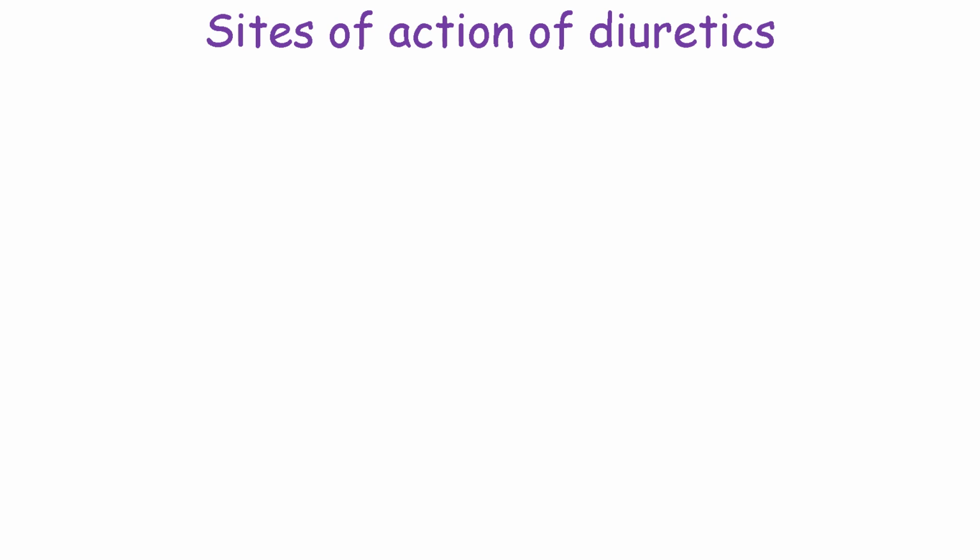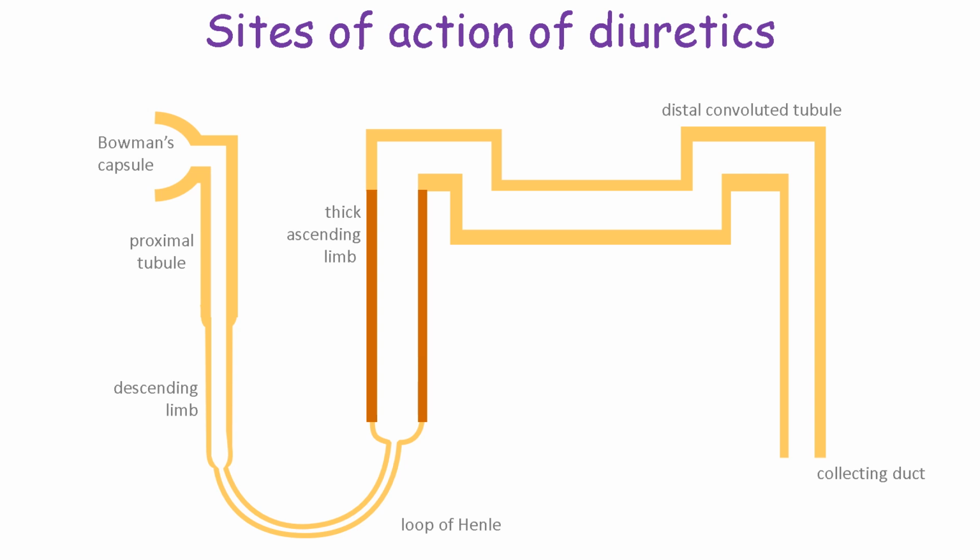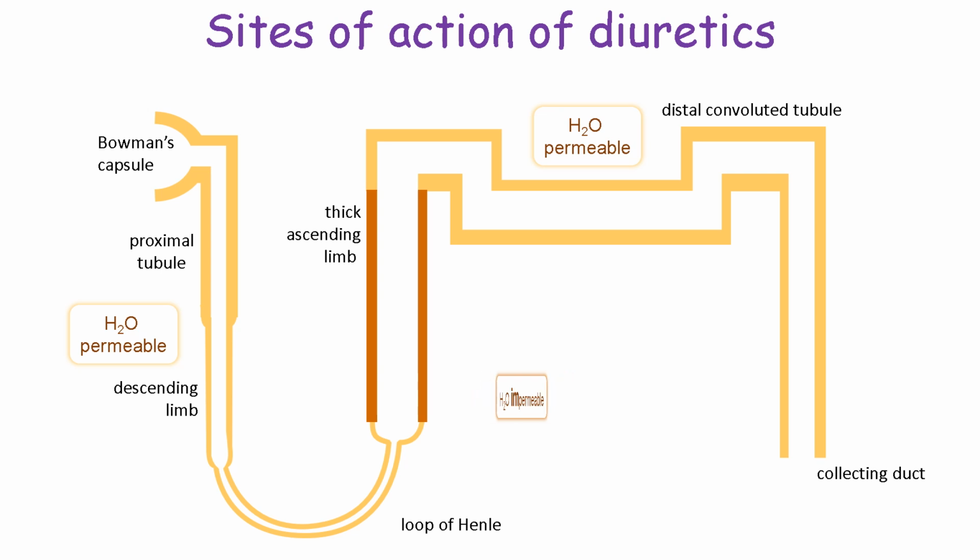To help explain how diuretics work, the nephron is now shown stretched out from the Bowman's capsule on the left to the distal convoluted tubule and collecting duct on the right. At most places in the nephron, the walls are permeable to water. So, as ions move across the membranes of the epithelial cells of the tubule wall, water follows by osmosis. In contrast, the walls of the ascending limb of the loop of Henle are impermeable to water, but they remain permeable to ions.